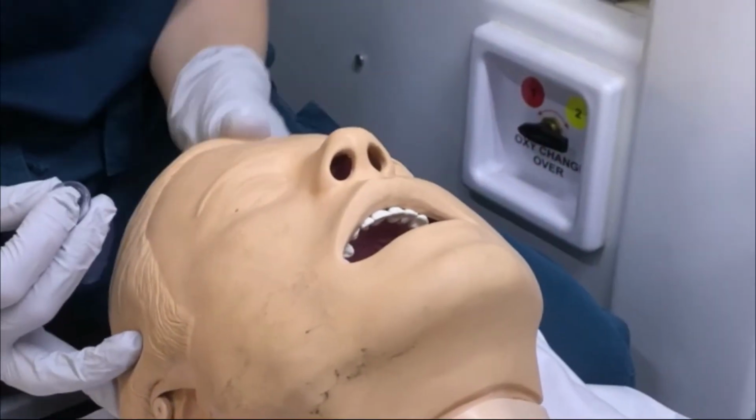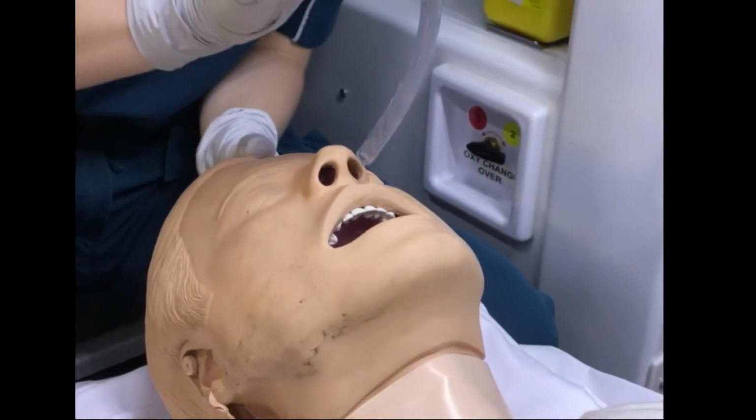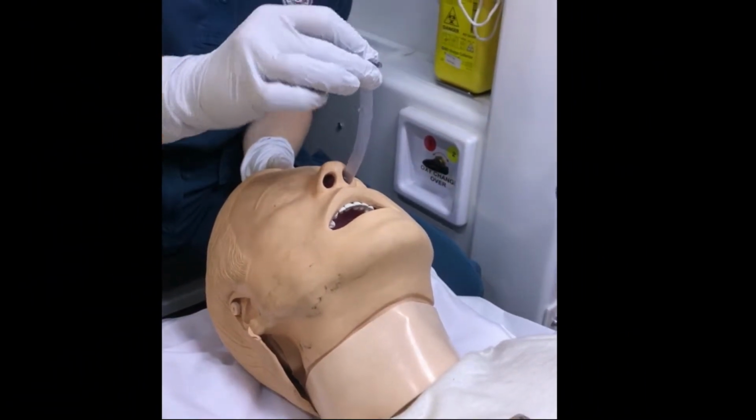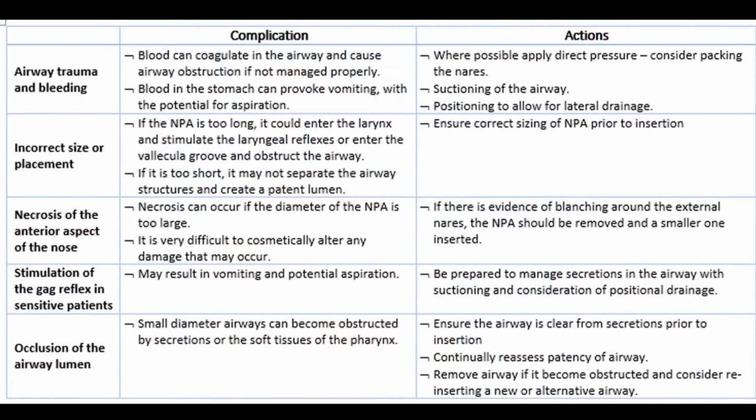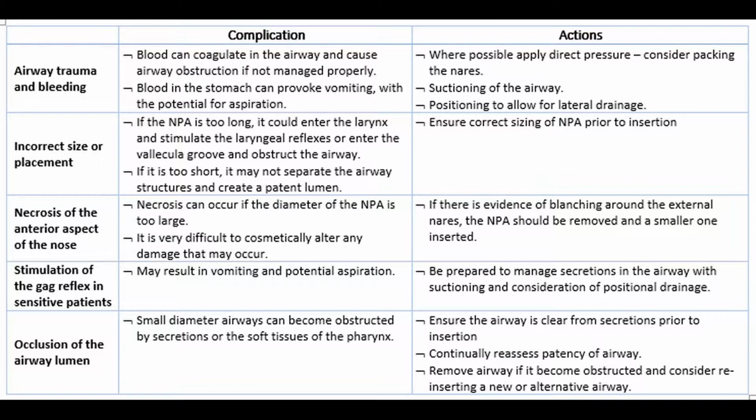If inserting into the left nostril, the bevel is again placed facing the septum and the airway rotated 180 degrees after it enters the nasopharynx. You should assess for complications, with the most common one being airway trauma and bleeding. Incorrect size of placement will compromise the effectiveness of the NPA.